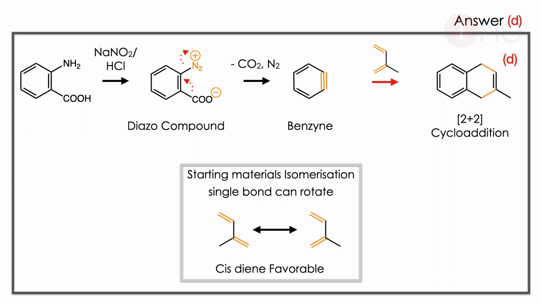So a fused ring formation will happen. The double bond will shift, so the final product will be the alkene attached with a phenyl group. So it's very easy. You have to guess here benzene and a 2 plus 2 cycloaddition.